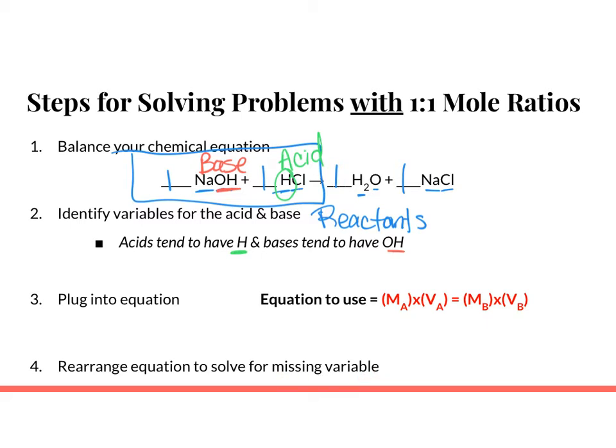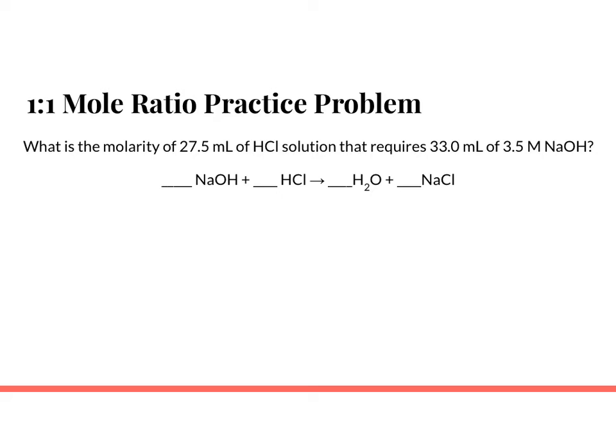So let's do an example. The example that we have here is: what is the molarity of 27.5 milliliters of HCl solution that requires 33 milliliters of 3.5 molar NaOH? Our first step is to balance this chemical equation. This is the same one that was on the previous page, so I know it's going to be 1, 1, 1, 1. The next thing I want to do is identify my acid and my base. I did that on the previous one as well. So this is my acid, and this is my base.